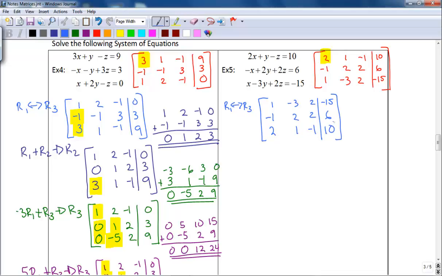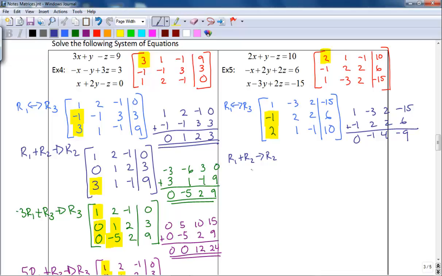Next, what I need to do is get zeros underneath that 1. Well, if I add row 1 with row 2, I'm going to get a 0 for row 2. So my next row operation is going to be to add row 1 to row 2, and again that's going to give me a new second row. Well, if I add 1, negative 3, 2, negative 15 to row 2 of negative 1, 2, 2, and 6, 1 plus a negative 1 gives 0. Negative 3 plus 2, negative 1. 2 plus 2 is 4. And negative 15 plus 6 is going to be negative 9.